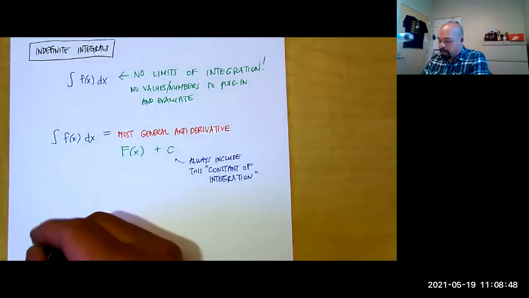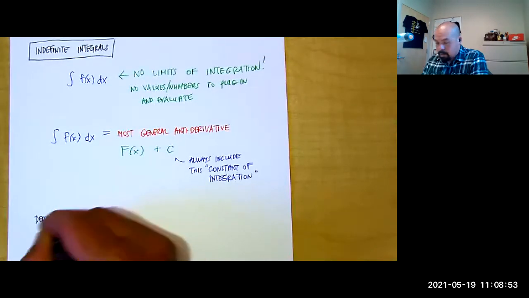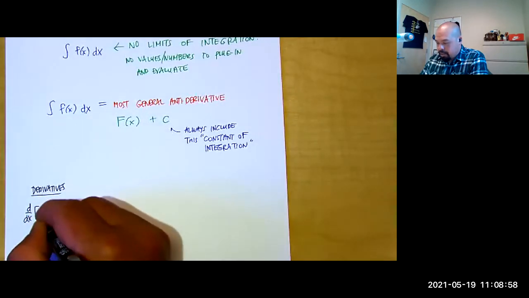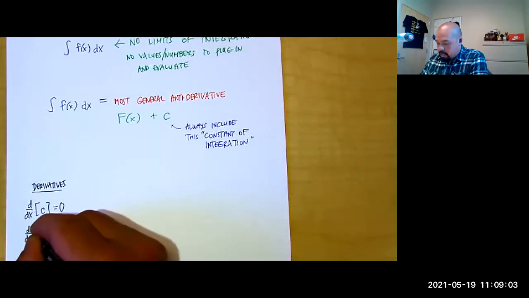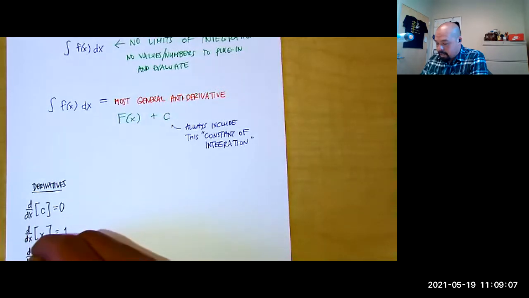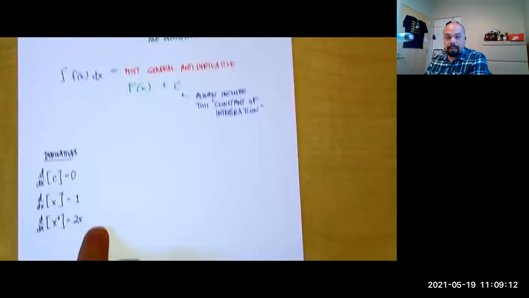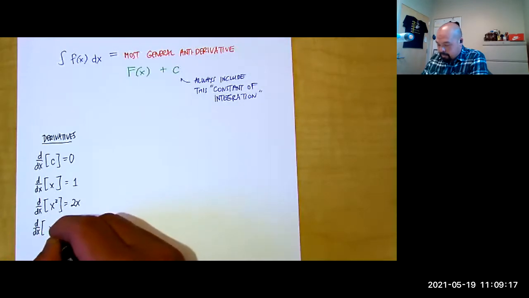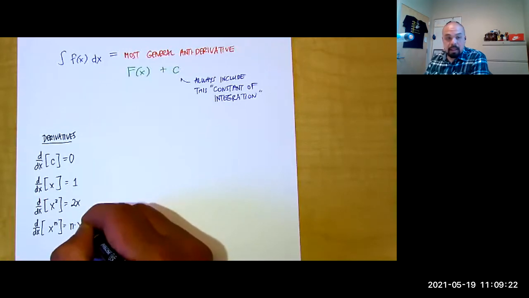All right. And so remember, with our derivatives, taking the derivative d dx of a constant, 0. d dx of x to the first power was 1. d dx of x squared was 2x to the first. Slide this up a little bit. We had our general power rule, x to the nth power, n times x to the n minus 1.